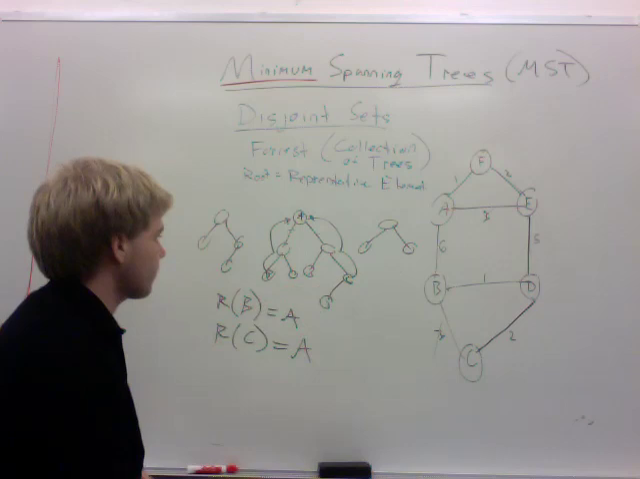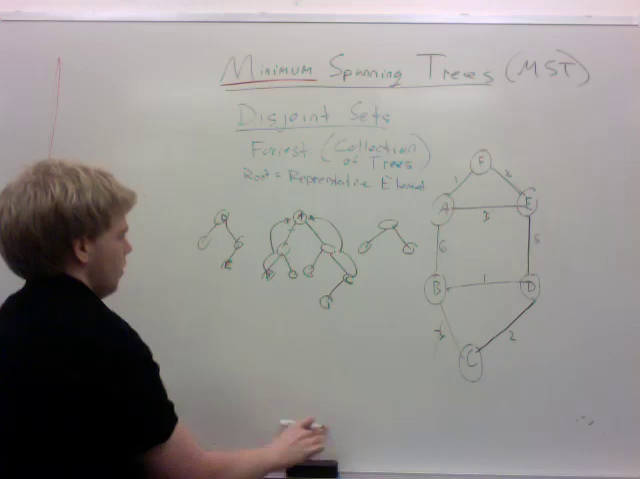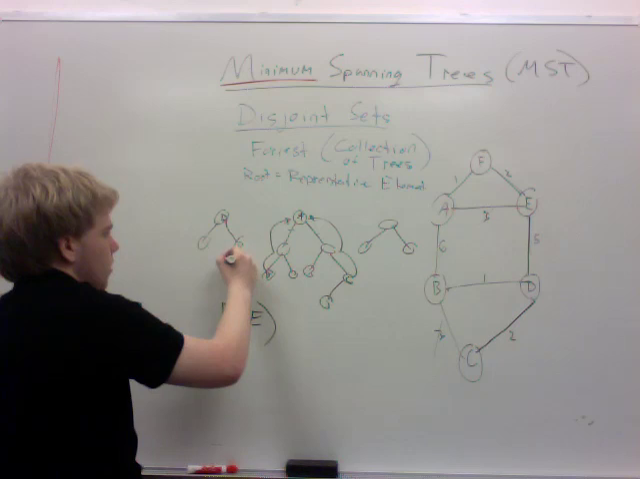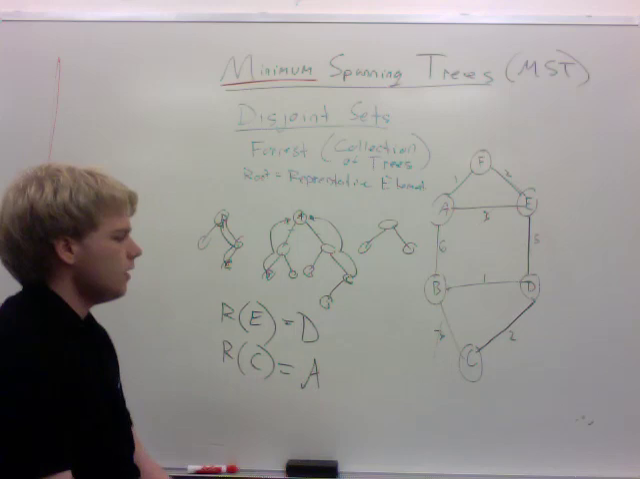Now let's call this one D and this one E. Let's see if E and C are in the same set. The representative element of E is going to be, we go up here and then here, and that's going to equal D. And then the representative element of C is still A. So here, the representative elements are different, so we know that they're not in the same set.